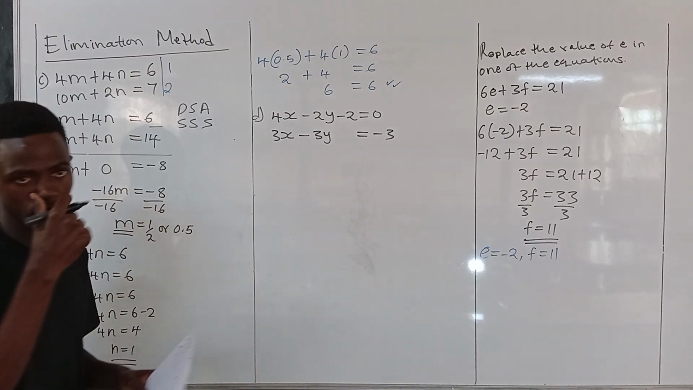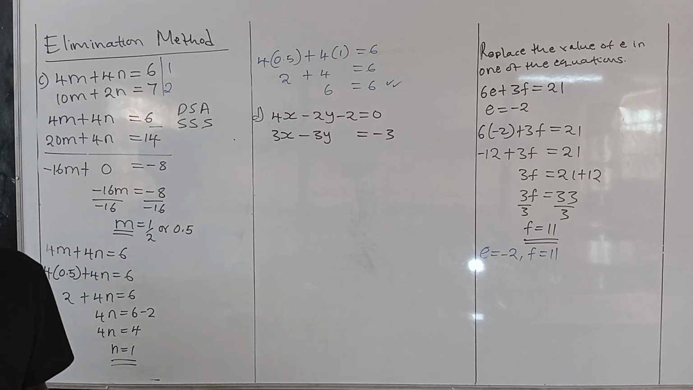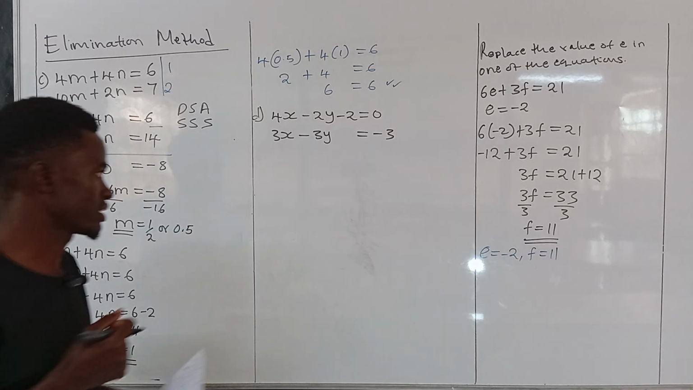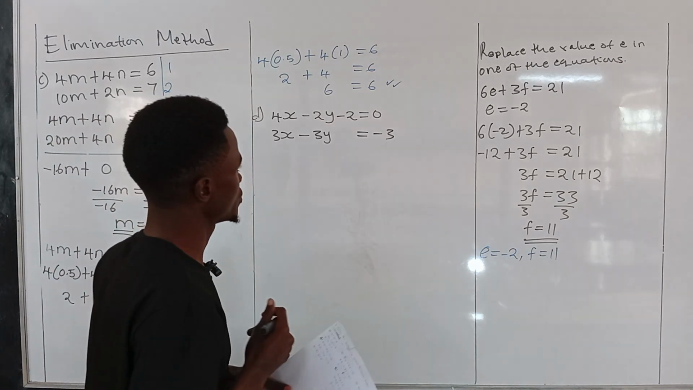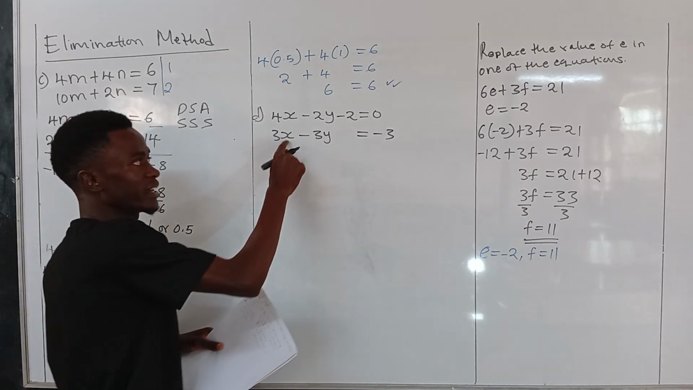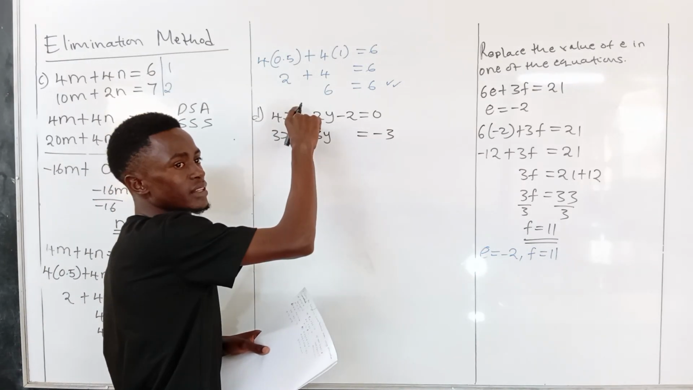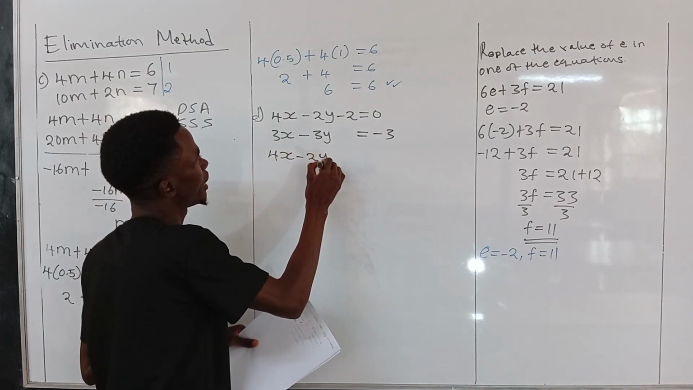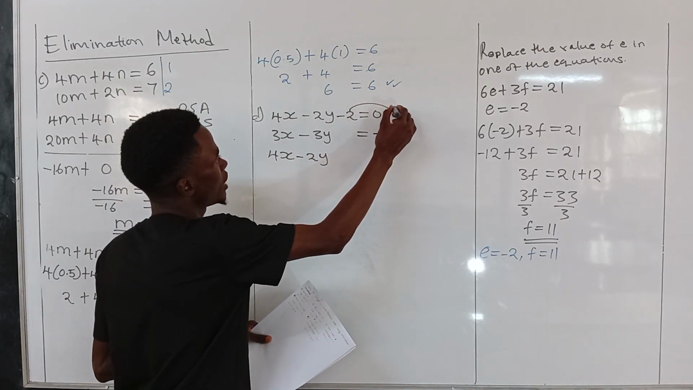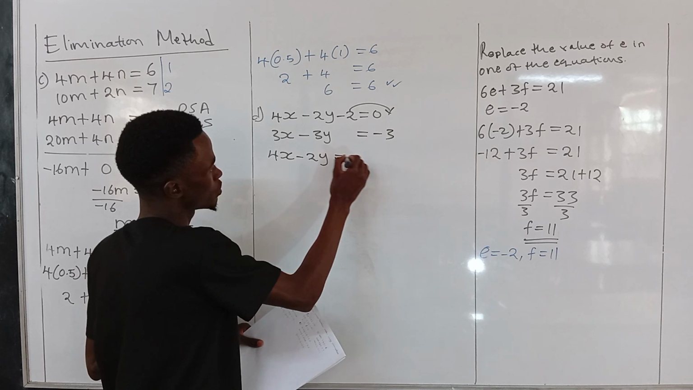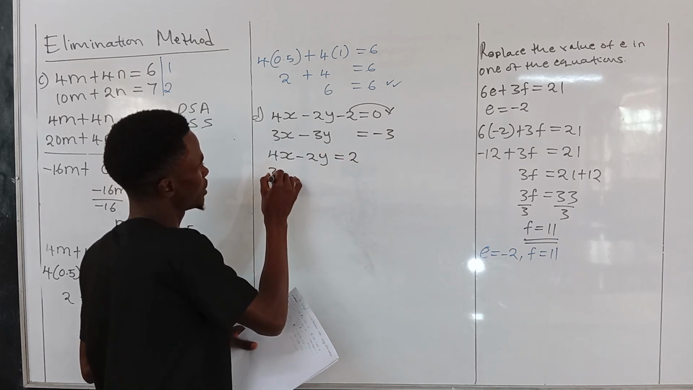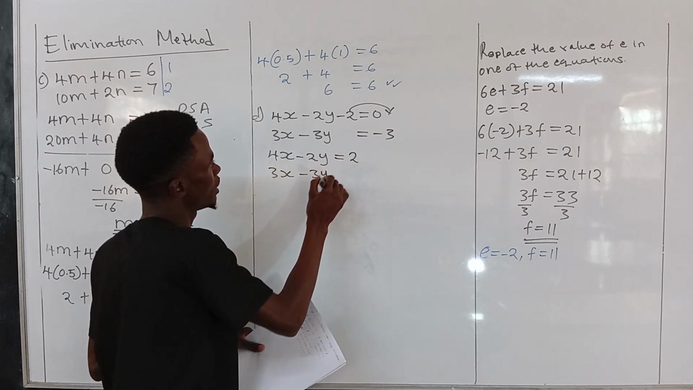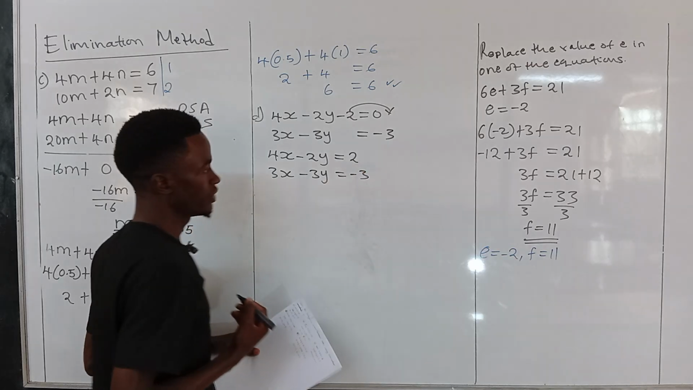Now, when you check these two equations, the equations do not have the same format. Equation 1 has the non-letter value on the left side, and on the other side we have 0. So the first thing is we redefine our two equations so they have the same format. So it's going to be 4x minus 2y. This one is going to come here. So it's going to be 2. Then 3x minus 3y is going to be negative 3.